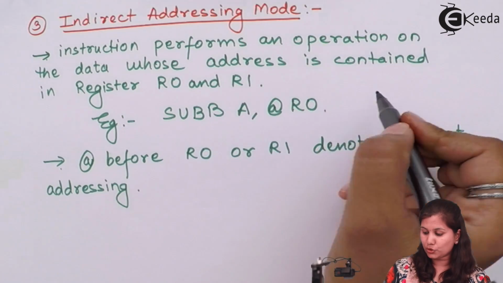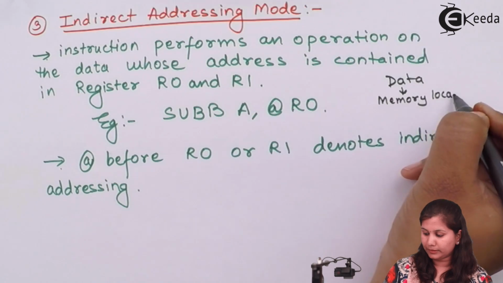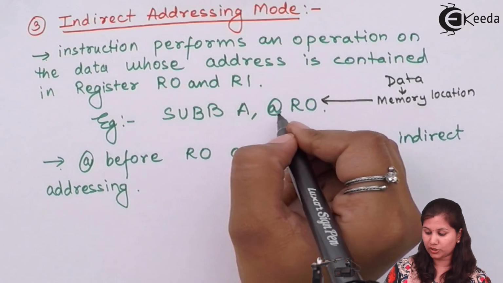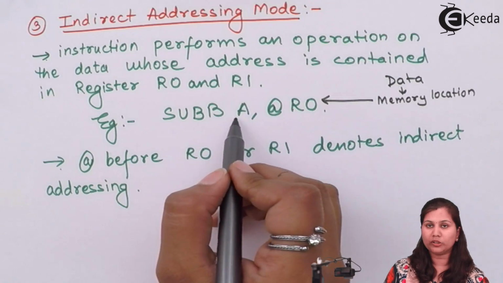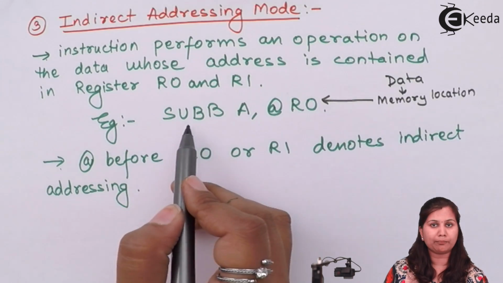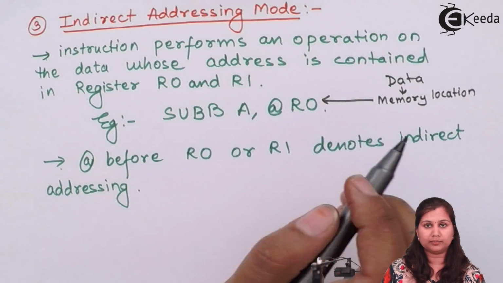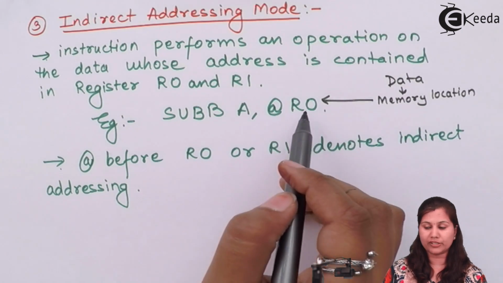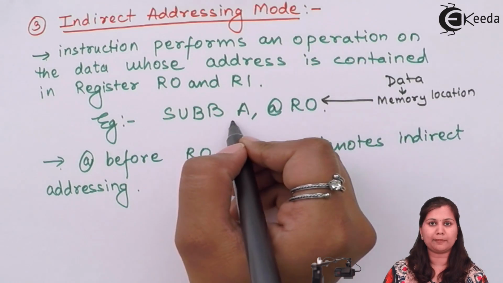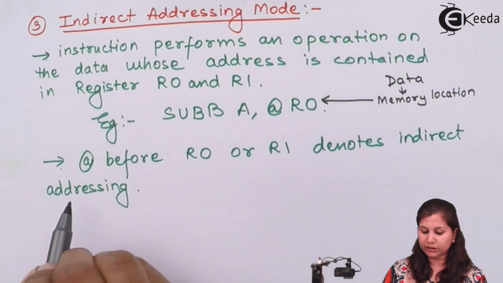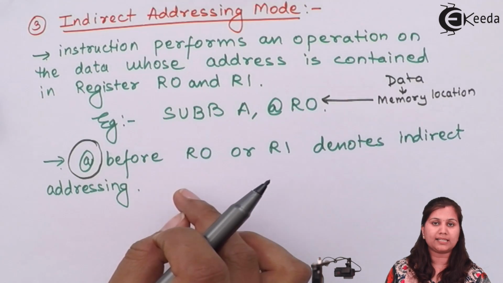The data that is stored at the memory location contained in the R0 register will be subtracted, along with the carry flag, from the accumulator, because this is a subtraction instruction. SUB is for subtraction and B is for borrow. So subtract the contents of the address that is there in the R0 register. R0 has the memory location, and at that memory location data is stored. That data along with the carry will be subtracted from the accumulator. Such addressing is called indirect addressing. Whenever you see this sign in an instruction, you can directly say that it is indirect addressing.